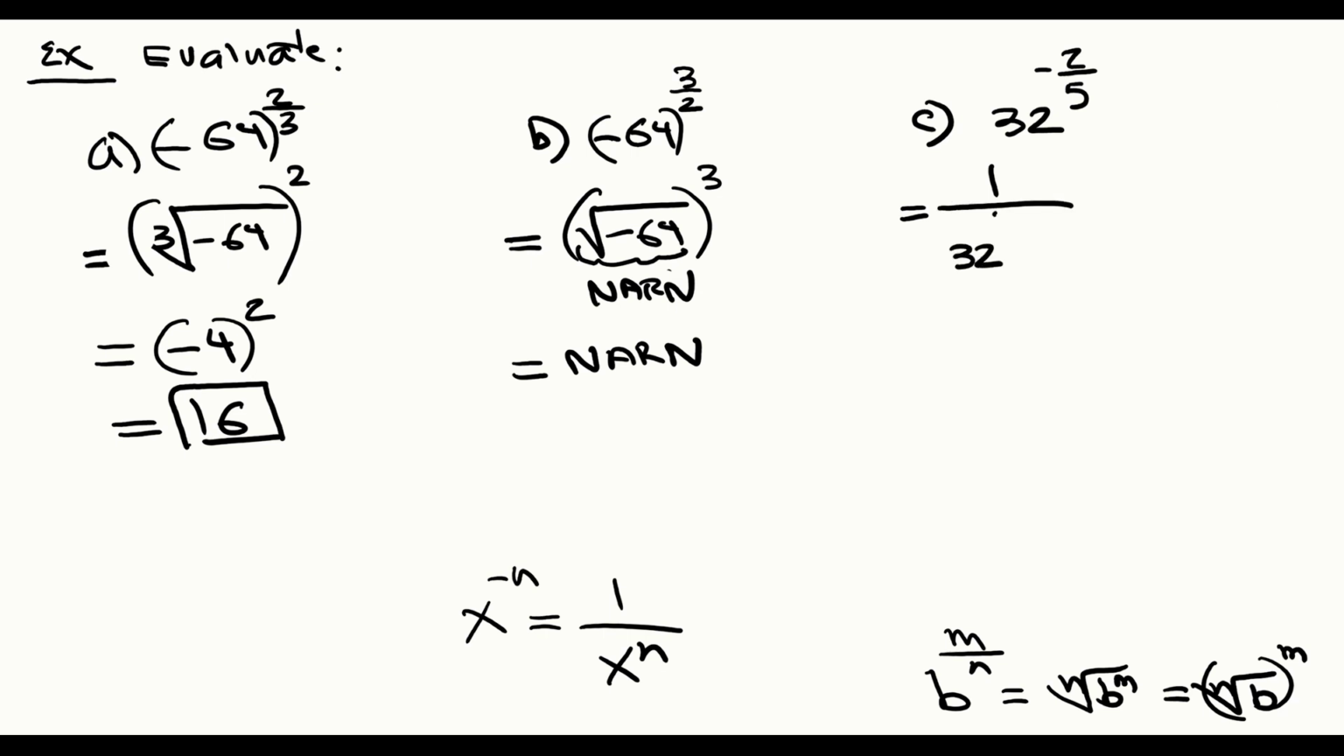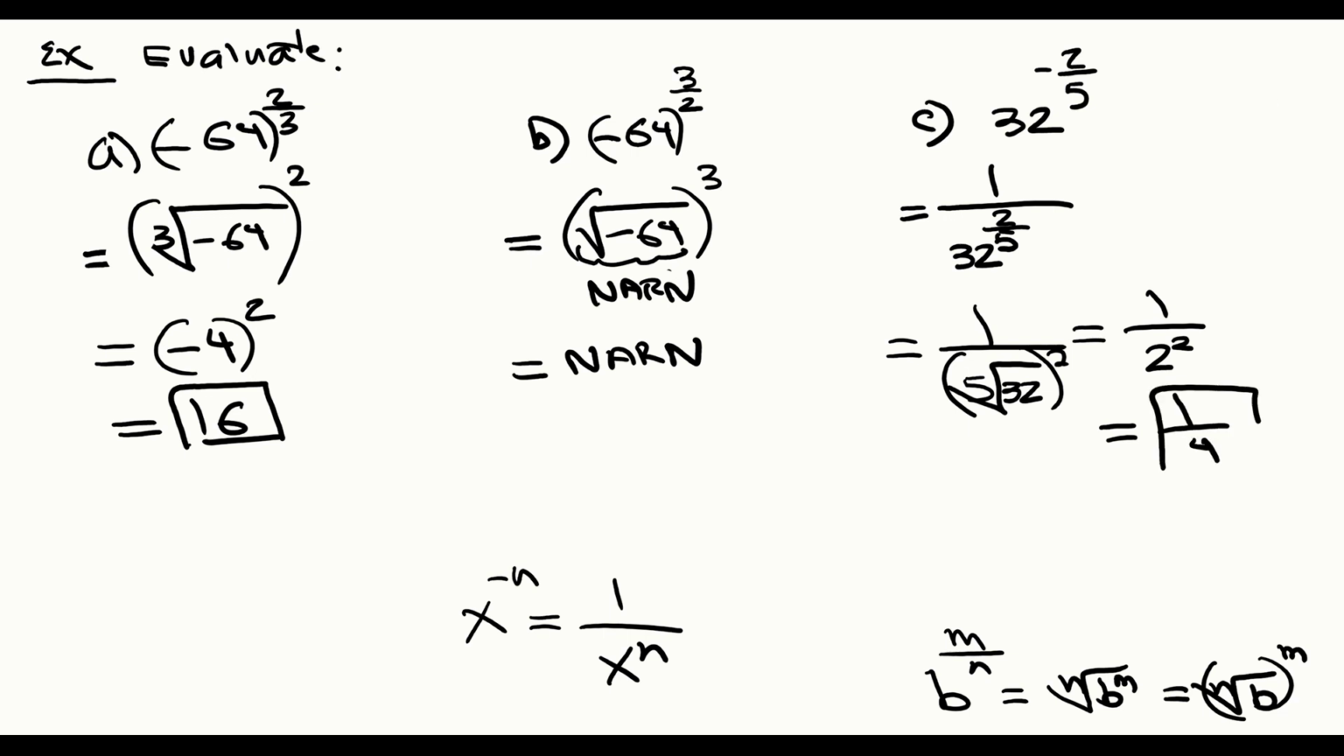So this becomes 32 to the power of 2/5. So we end up with 1 over, now that's going to be the 5th root of 32, and then we're going to square that result. Now we know the 5th root of 32, in other words, the number that has to be raised to the power of 5 to give 32 is just 2. So we're going to get 1 over 2 squared. So we get 1 over 4. So make sure you absorb this and understand it all before we proceed to the next screen.